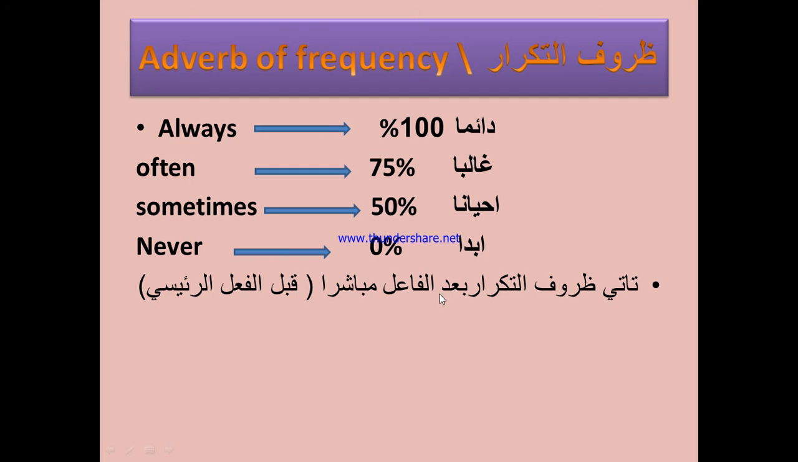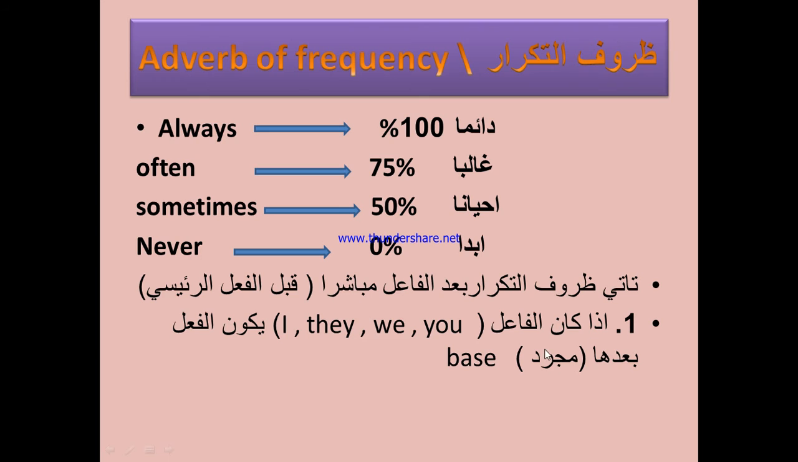تأتي ظروف التكرار بعد الفاعل مباشرة. اوكي، قبل الفعل الرئيسي، يعني I always, I often, I sometimes, I never. بعد الفاعل، لأن الجملة تتكون من الفاعل والفعل والتكملة، فاحنا راح نخلي ظروف التكرار بعد الفاعل مباشرة. Number 1. إذا كان الفاعل I, they, we, you، يكون الفعل بعدها مجرد. يعني الفعل بعد ظروف التكرار يكون مجرد.